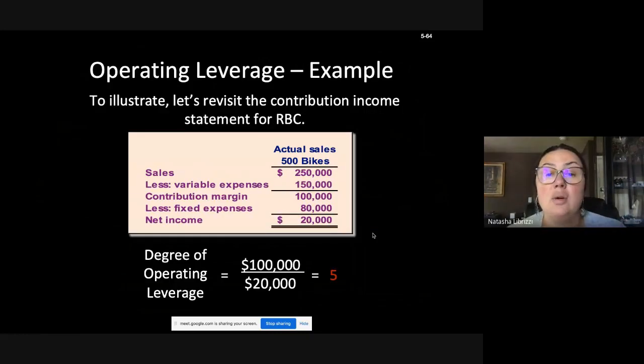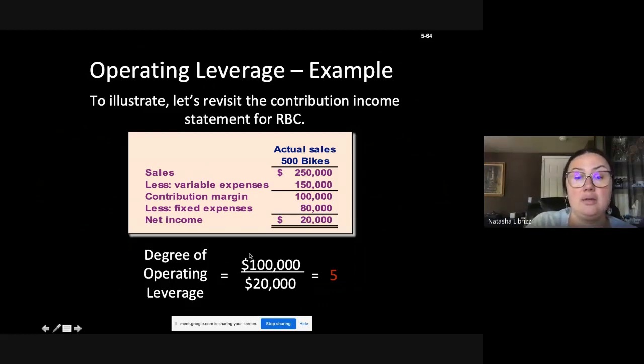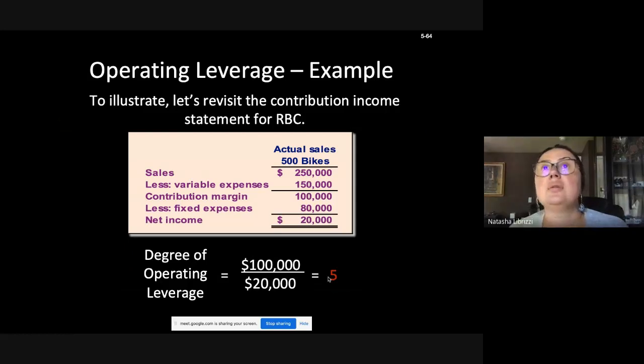So going back to our company, RBC, for their degree of operating leverage, we take their contribution margin, $100,000, divided by a net income of $20,000, which is 5. And the big thing is, I have students ask me, what is a good operating leverage? And I would say it depends on the company. So you're looking at the industry average. That's the best indicator to understand it.